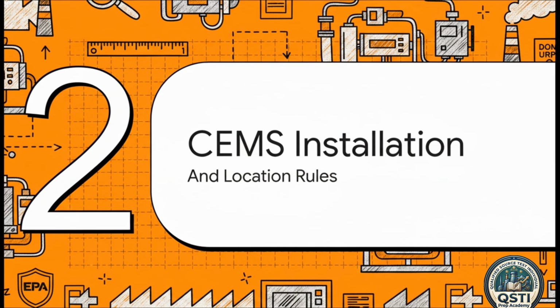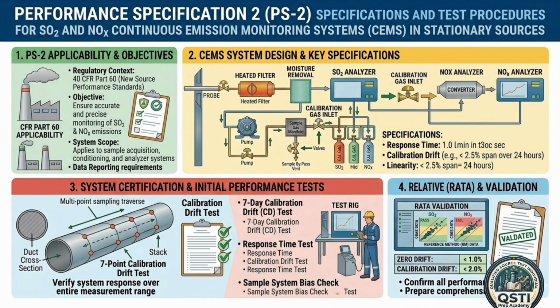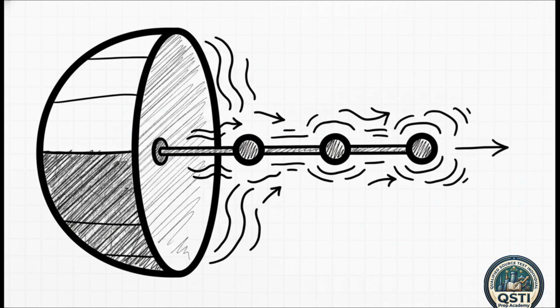Moving right along to Section 2, CMS installation and location. Let's look at the actual physical hardware. You can't just drill a hole in a smokestack wherever it's convenient and hope for the best. The EPA is super specific here. To get a truly representative sample, you must select a measurement point at least 2.0 equivalent diameters downstream from the nearest control device, and at least 0.5 equivalent diameters upstream from the effluent exhaust. It's all about making sure the gas flow has chilled out into a predictable, measurable pattern before it ever touches your sensors.